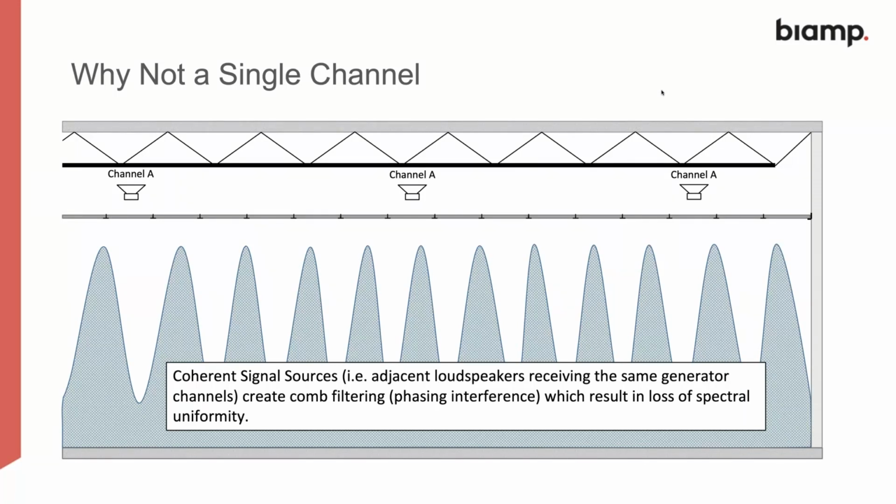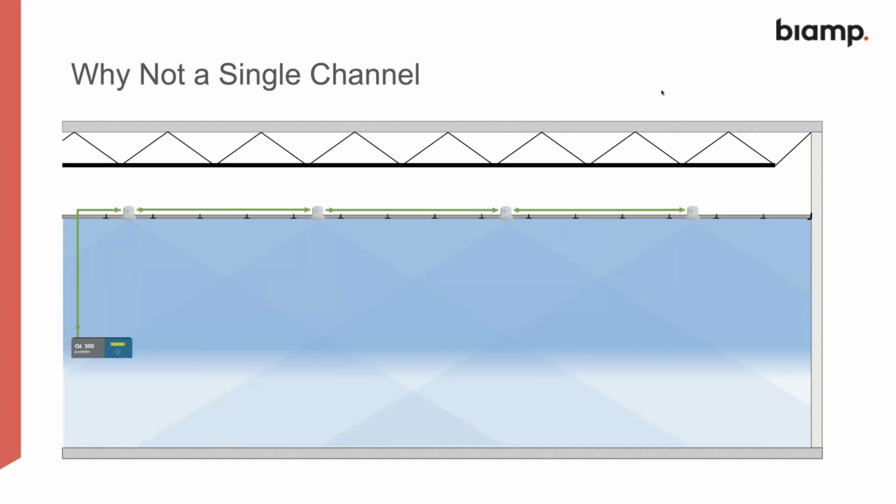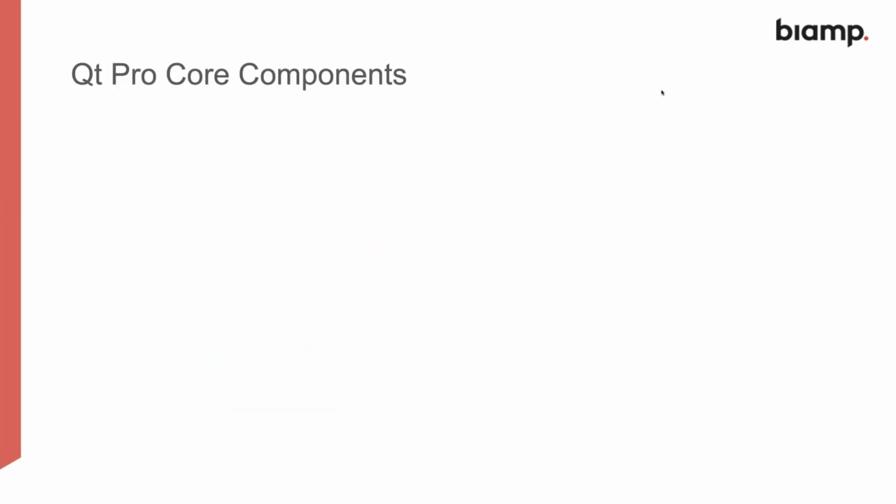So we try to minimize all of that kind of thing by using separate channels which put out different frequencies. So again, in the case of our QT300, we connect it to the 4 emitters from channel A, channel B, channel C, and channel D. And this eliminates the comb filtering problem and results in really good uniformity across the space.